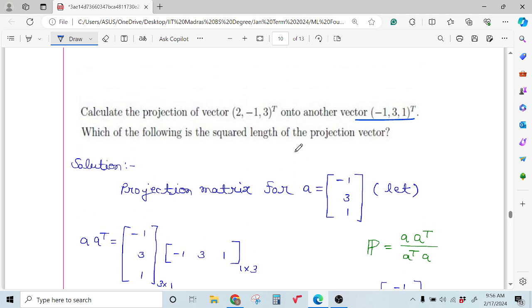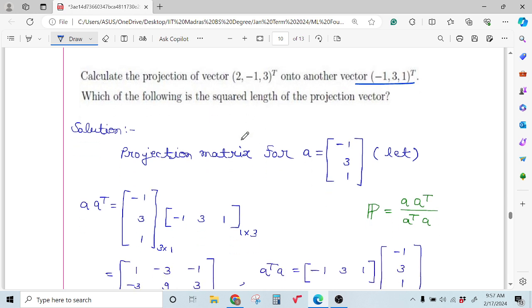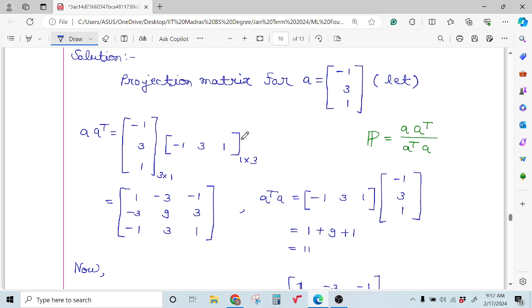The projection matrix for A, for this vector, this is a transpose, so we will write it as A is equal to minus 1 3 1. Let us assume A is equal to minus 1 3 1. To calculate the projection matrix, we will use this formula, which is the general formula for the projection matrix.